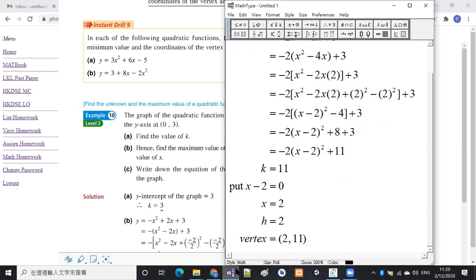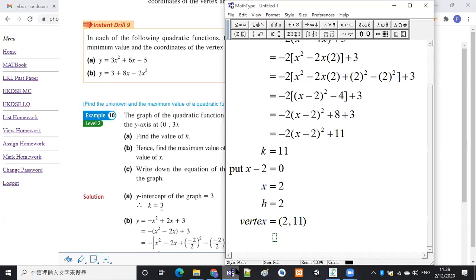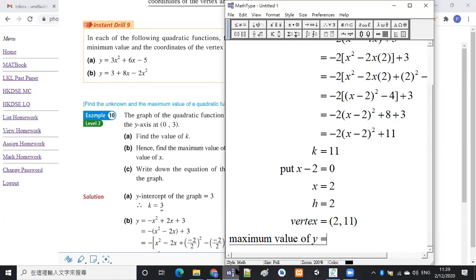But the question also asks us to find the maximum or minimum value. In this case, because a is equal to negative 2, that is a negative number, so the graph opens downwards, and then we will have a maximum point. So the maximum value of y will be the k value, that is 11. Okay, so that is like this.